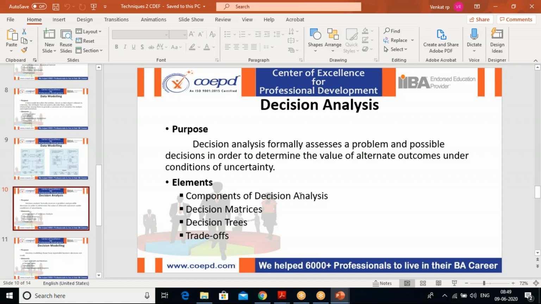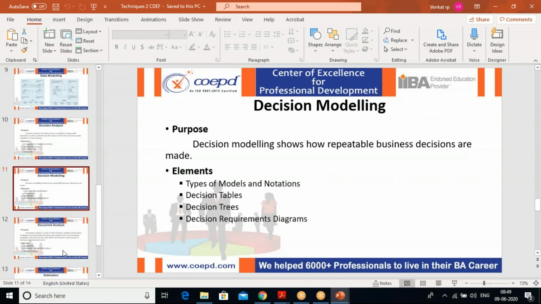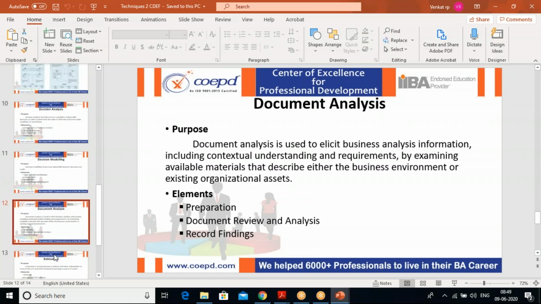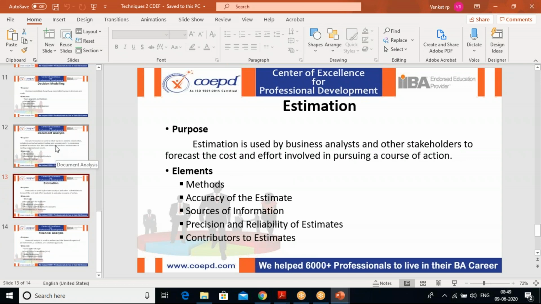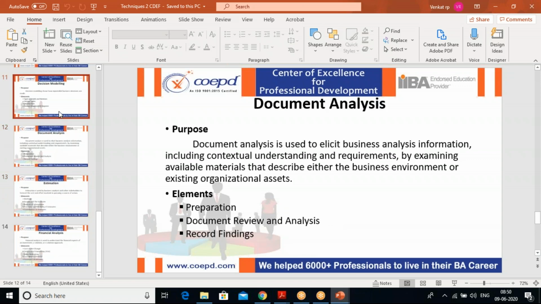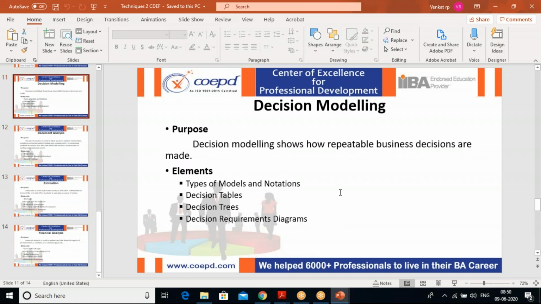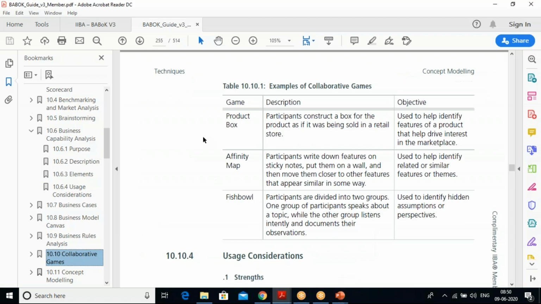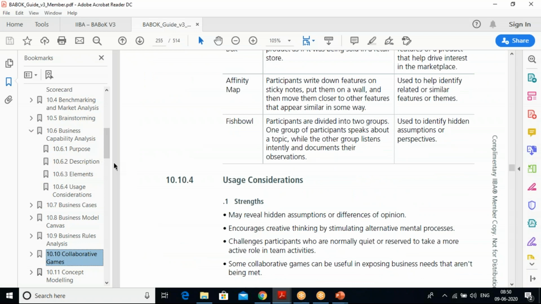Decision analysis means generally we take decisions based on some information. That information will have types of models and notations: decision trees, decision tables, and decision requirements diagrams. Let me show you that. Decision analysis.